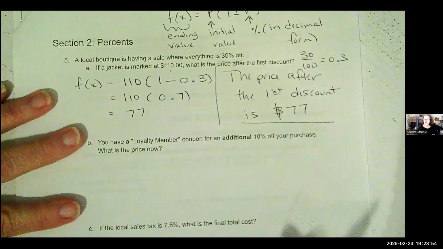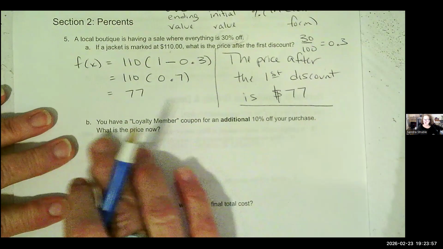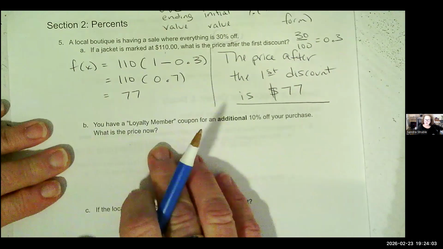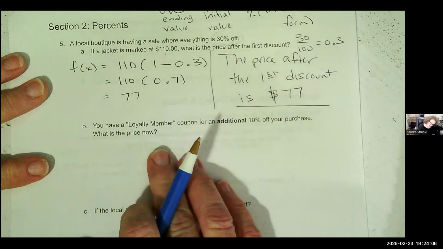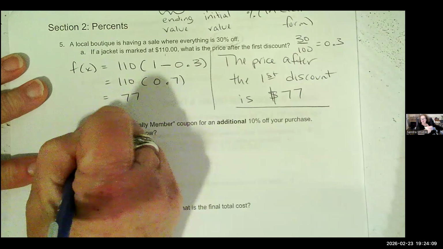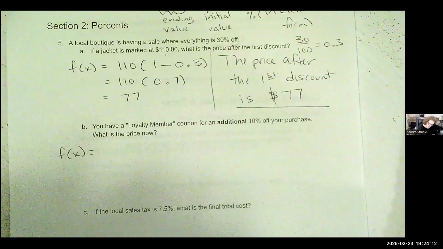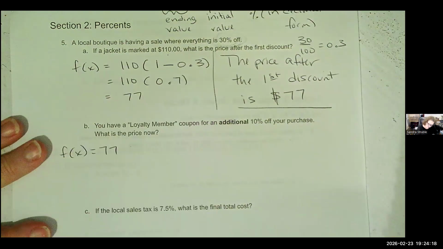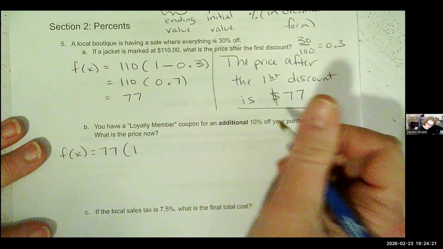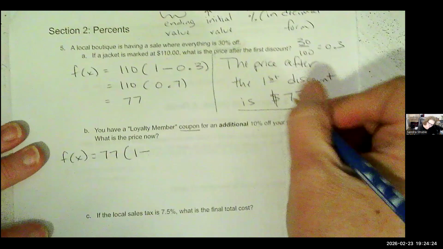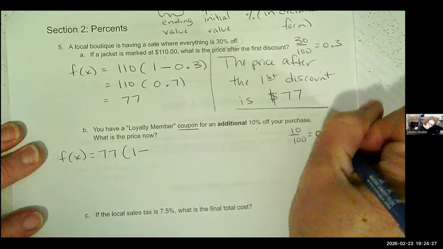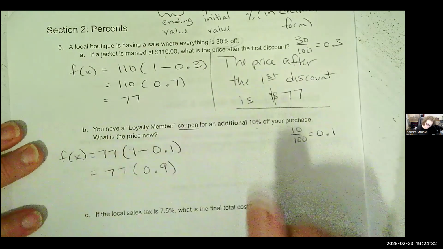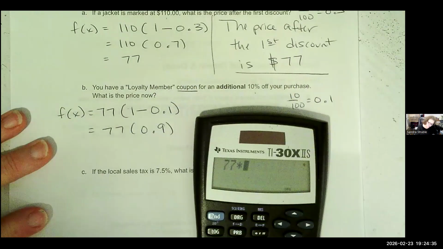You're a loyalty member. You have a loyalty member coupon for an additional 10% off your purchase. What is the price now? Okay, same concept, f of x. Now your new initial value is not 110. We're going to go with the price that you just found, which is $77, because that 10% comes off 77, not the 110. And it's a coupon, so it's 1 minus the 10%. 10 divided by 100 is 0.1. All right, 77 times 0.9 is 69.3.